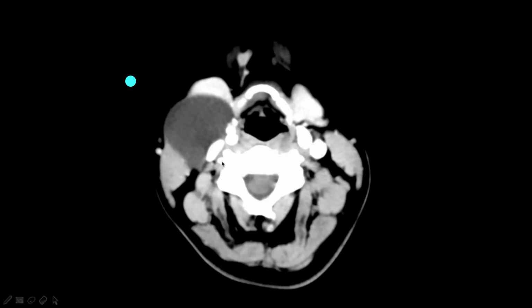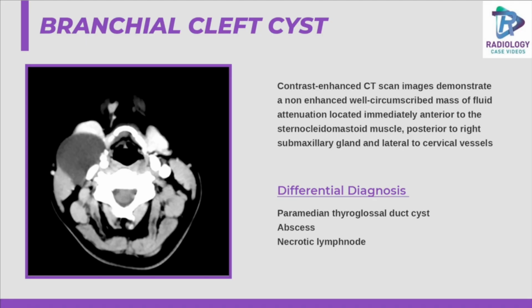Here is the second case, where we can see a large cystic lesion anterior to the sternocleidomastoid, which on post-contrast didn't show any kind of enhancement, and the diagnosis is branchial cleft cyst. Because of its location, the second branchial cleft cyst is generally placed laterally and inferiorly between the internal and external carotid arteries. The angle of mandible is the most common location for these lesions.